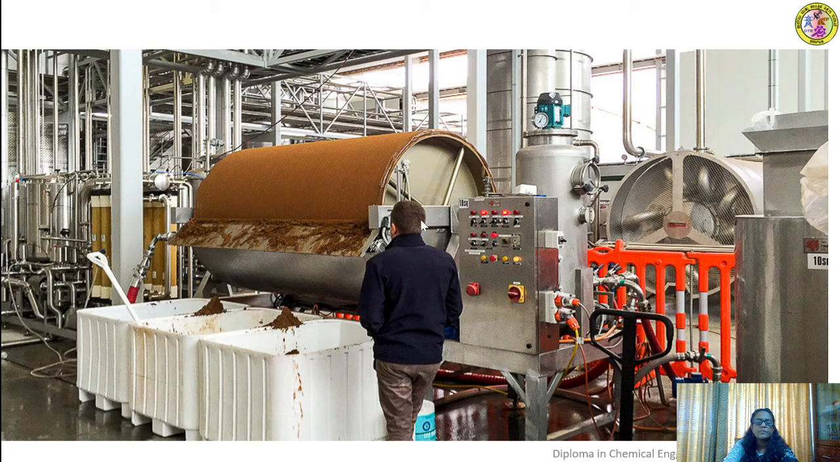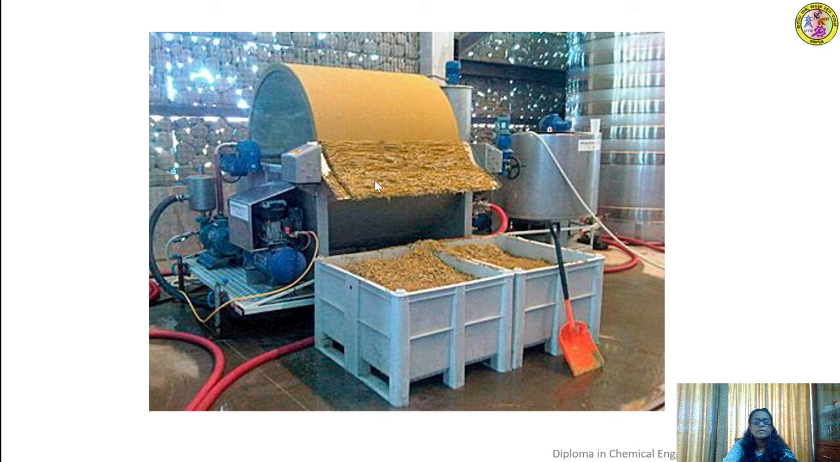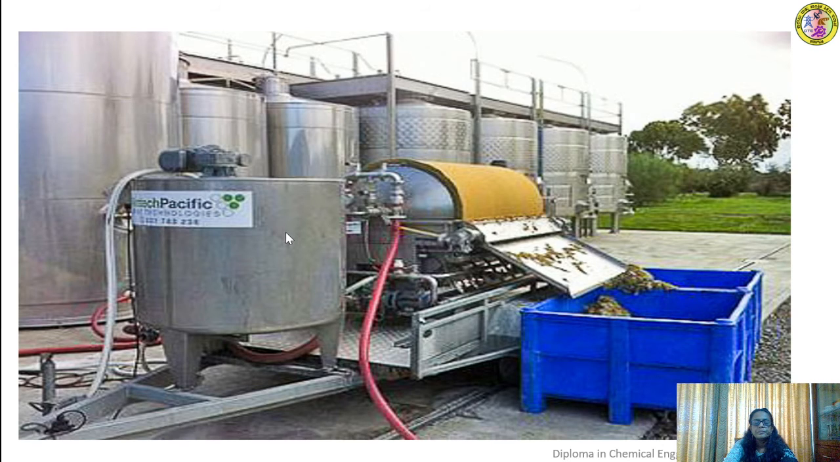This is a rotary drum filter in operation in an industry. You can see how the cake is deposited on the outer surface and it is getting peeled off, scraped off. This is another rotary filter drum in operation. One more rotary drum filter installed outdoors in an industry.